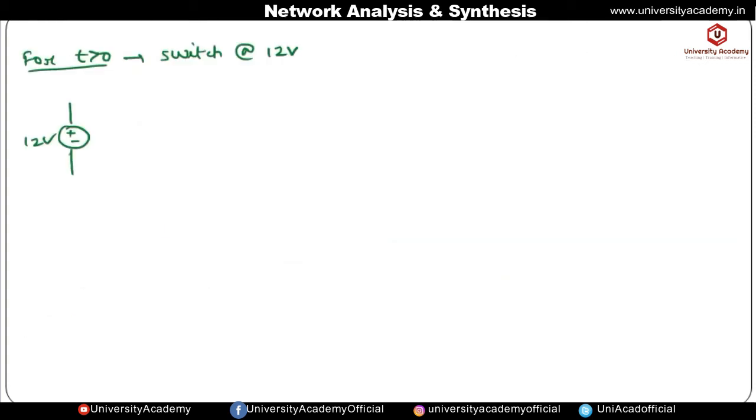Here we have a resistance of 2 ohm, the capacitance value is 1 by 5 farad, and the inductance value given in the question is 1 henry. Now we will draw the circuit in the S domain. We will also consider the initial condition that the voltage across the capacitor initially was 8 volts, so we have to consider that also.